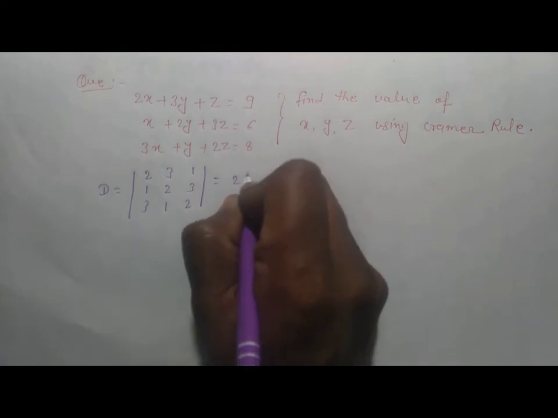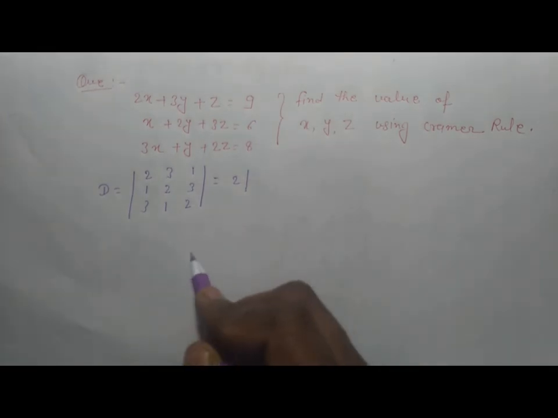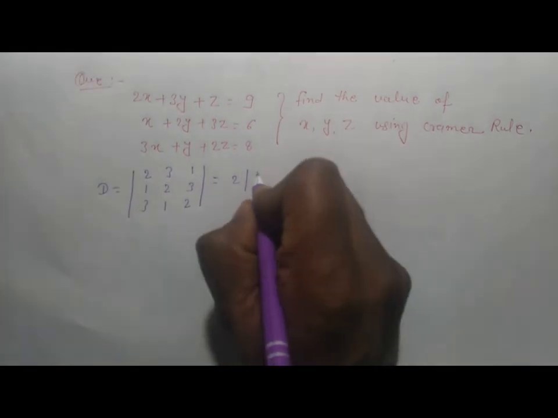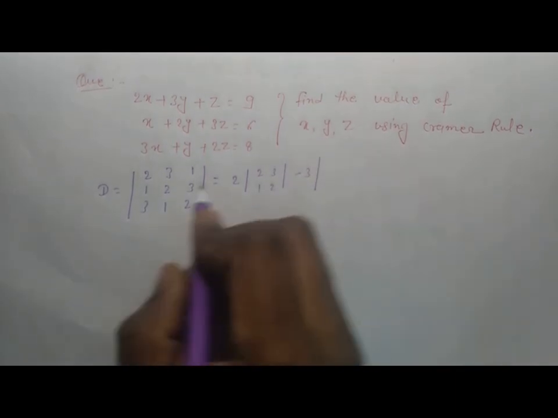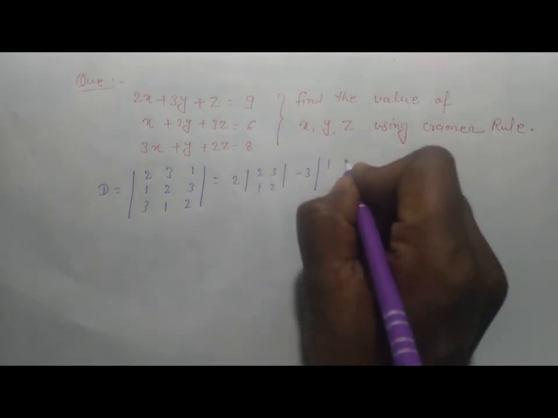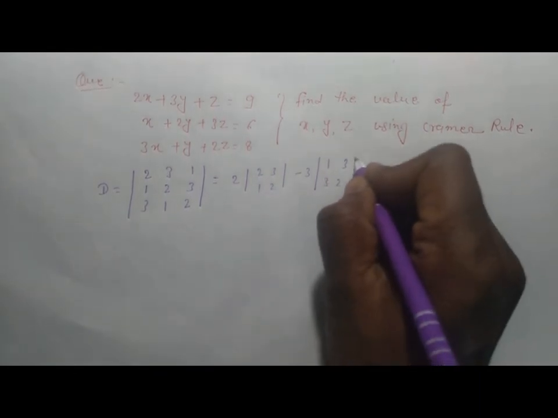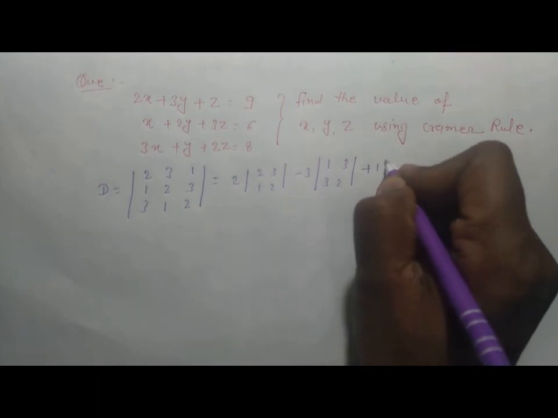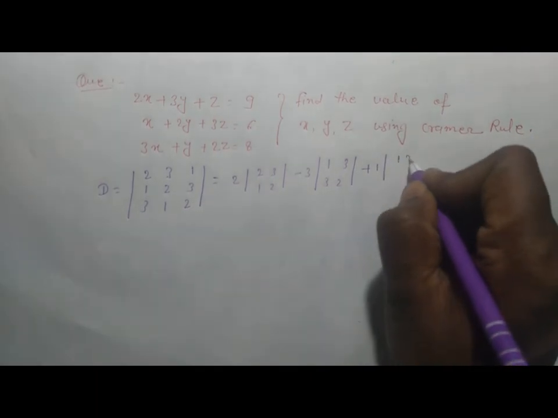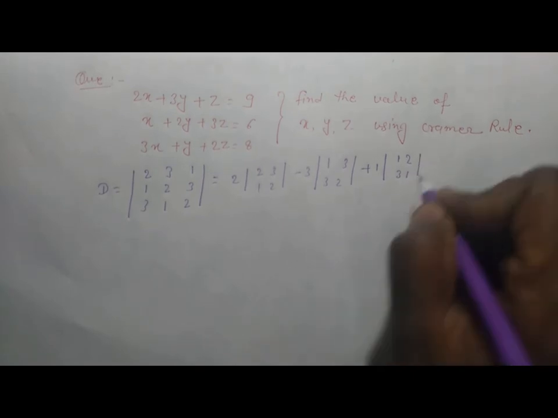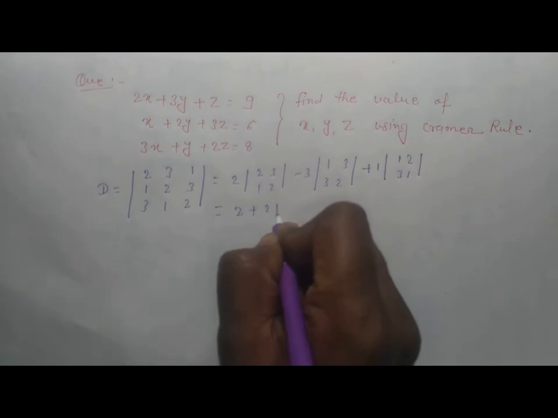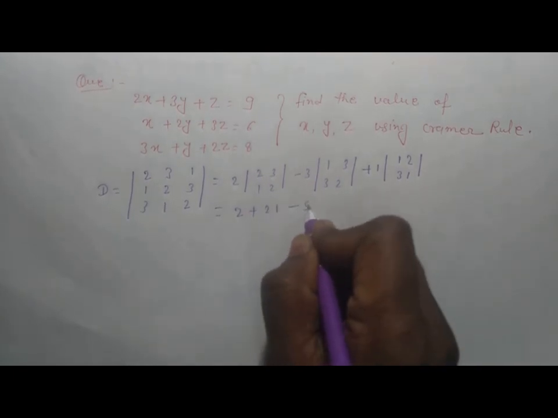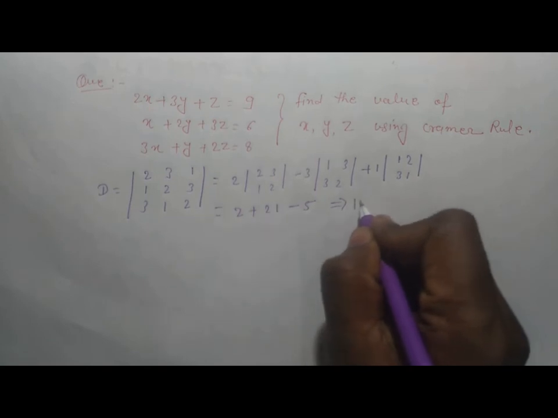Take the first element, eliminate the first row and the first column and write down the remaining elements. The remaining elements are 2, 3 and 1, 2. Take the second element and eliminate the first row and the second column. Then the remaining elements are 1, 3 and 3, 2. Take the third element and eliminate the first row and the third column. The remaining elements are 1, 2 and 3, 1. Cross multiply and the value is 2 plus 21 minus 5, and the value is 18.